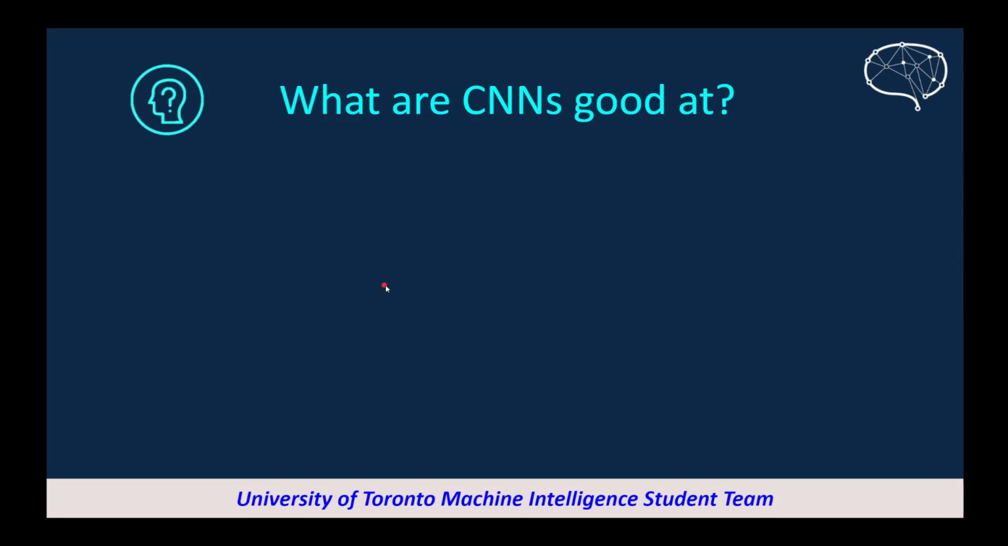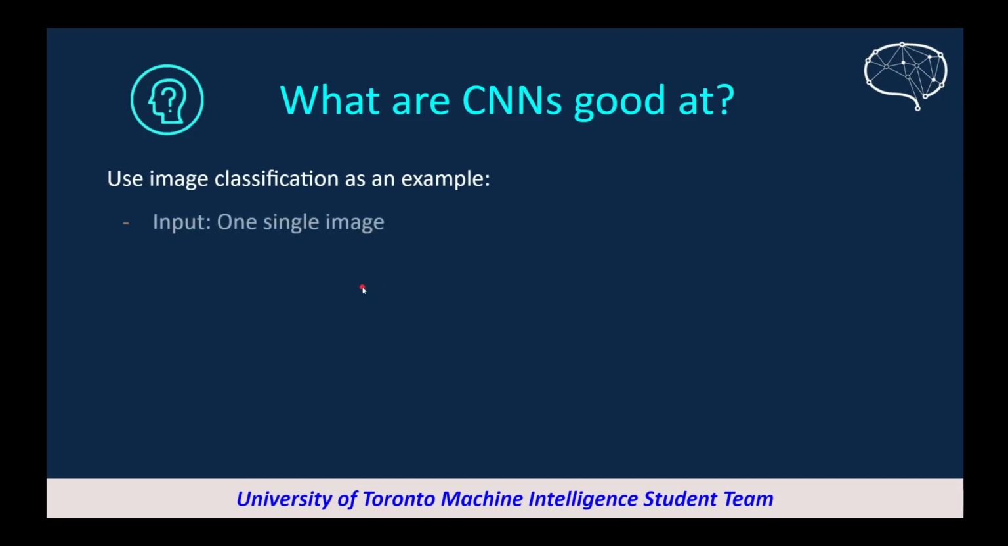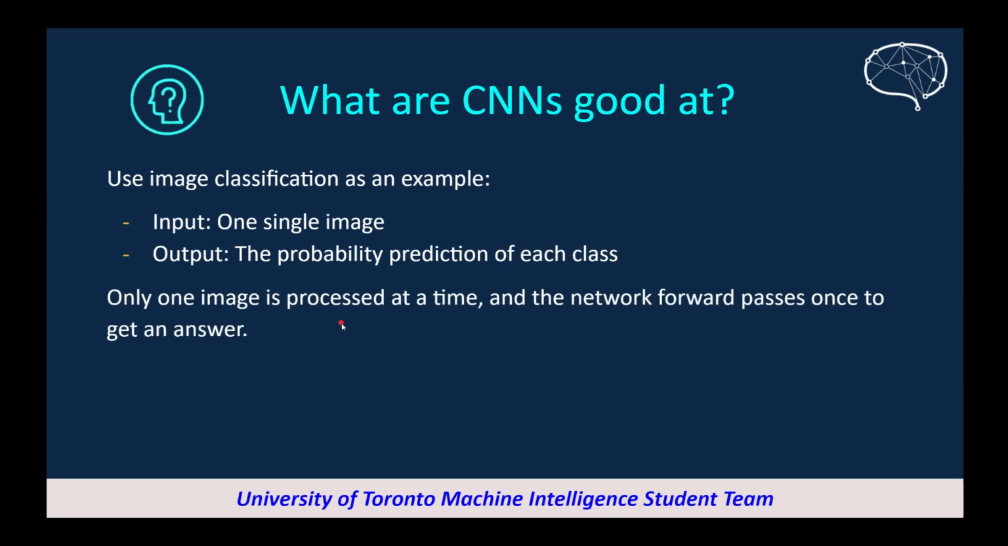I want to first mention what CNN is good at. We can use image classification as an example. The input is one single image consisting of a lot of pixels, and the output is a probability prediction of each class. Only one image is processed at a time, and the network forward passes once to get an answer. If you have a collection of images, every time you feed one image to the model, it forward passes once and you get a result.